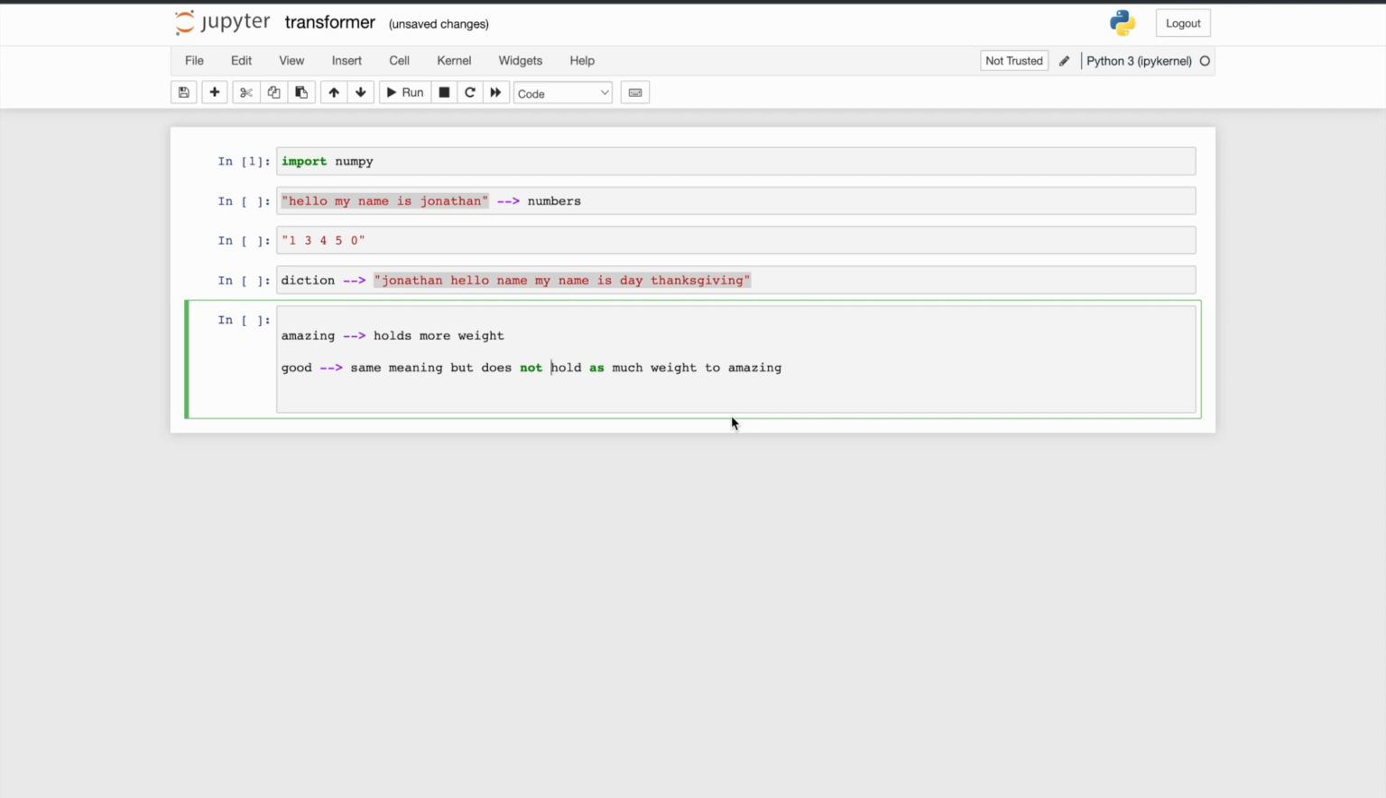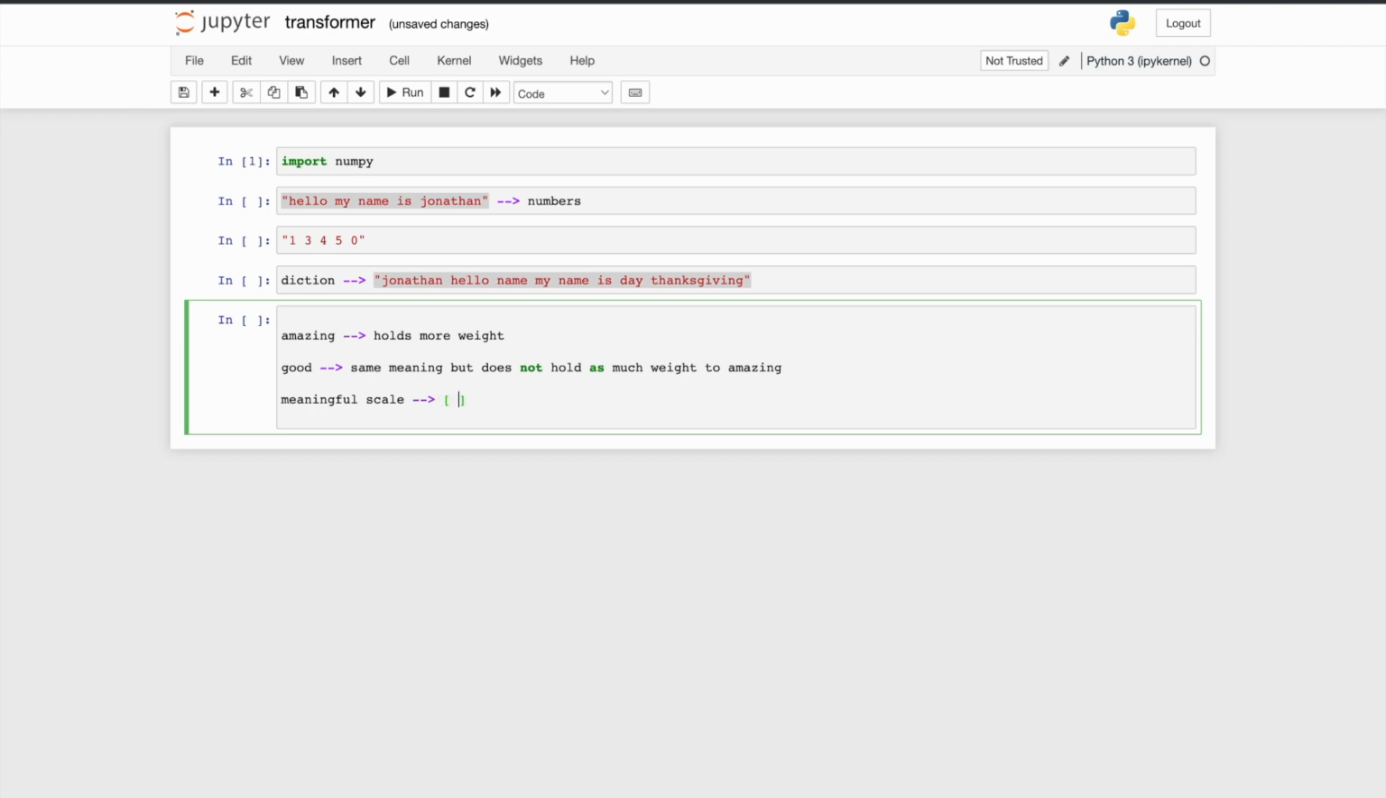Okay, so now we have the two words, but we know for a fact as human beings that the word amazing has more weight than the word good. So we need to express the weight in vectors. So let's say we have a meaningful scale. Let's define this meaningful scale. What do I mean by this?